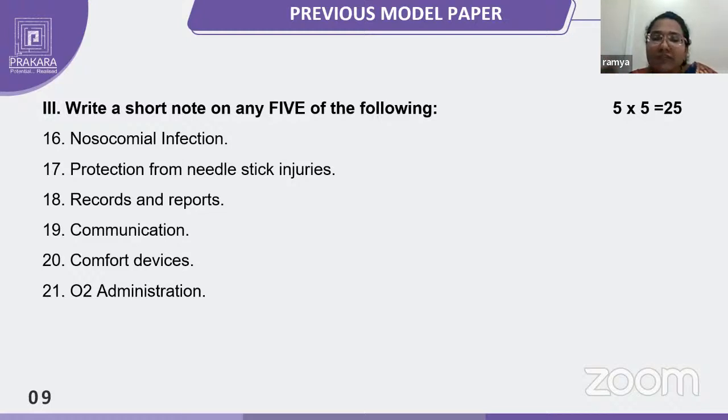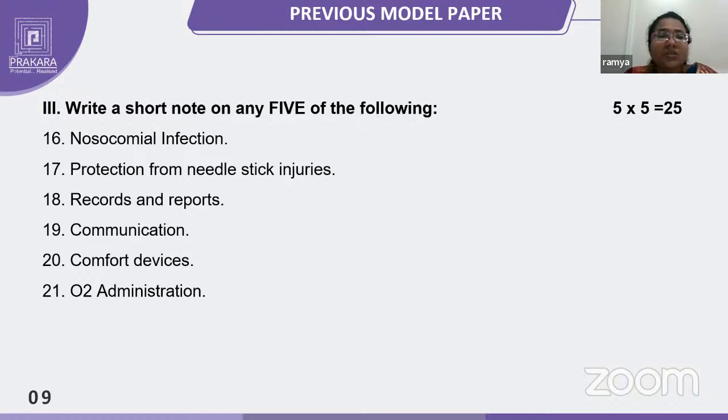Firstly, you should write the definition of records and reports along with the author names, and you should list out the different types of records and reports maintained in OPs, wards, as well as in ICUs, and a short description must be there for each and every record and report. In such a way, you should present the 18th question.